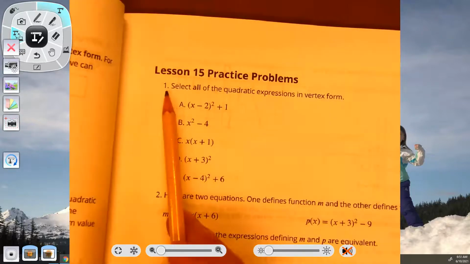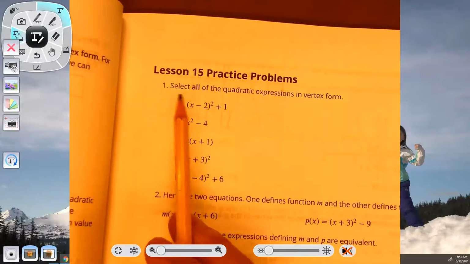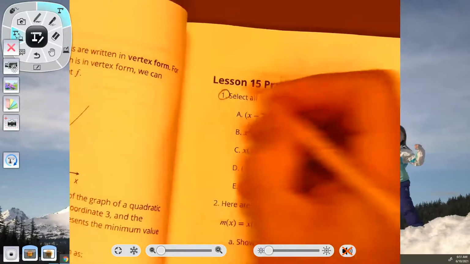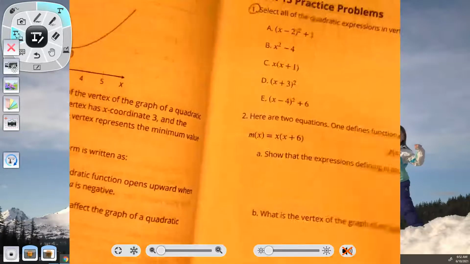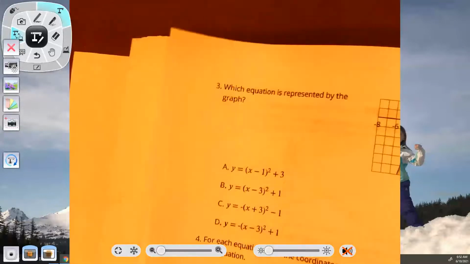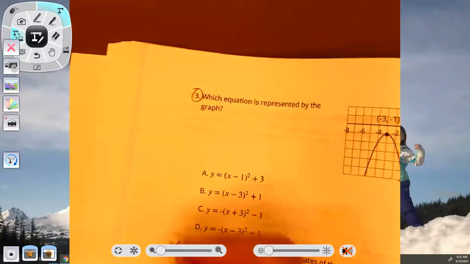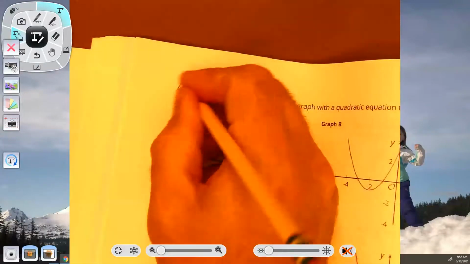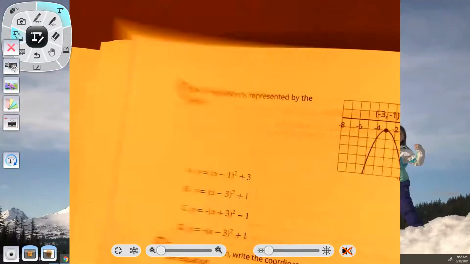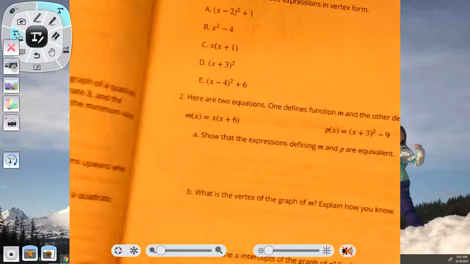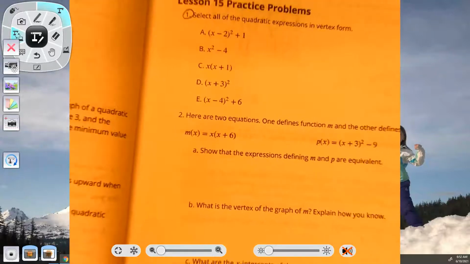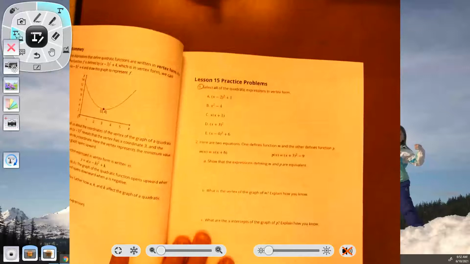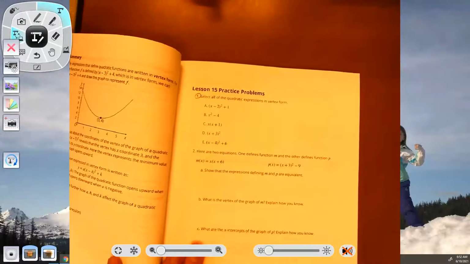We're going to be talking about Unit 6, Lesson 15, Practice Problems. Okay, we're going to be doing number 1, number 3, number 4, and number 8. Let's go ahead and head back to page 133. That's where you're going to find these problems. See down here in your purple book. And we'll start on number 1.